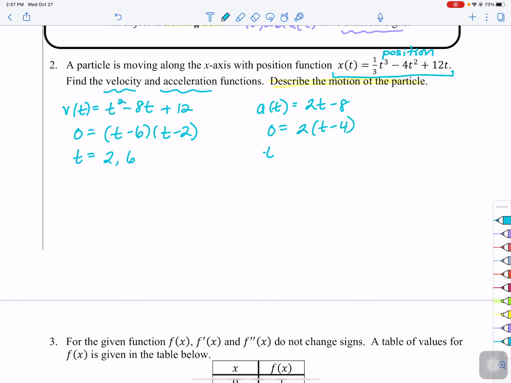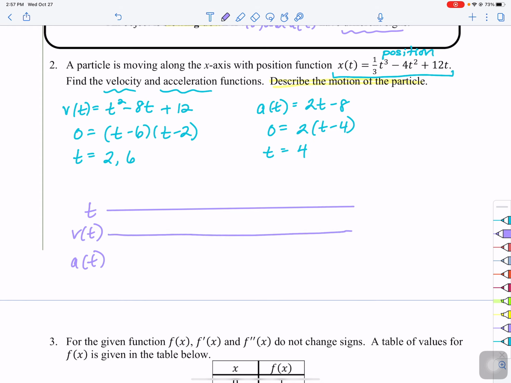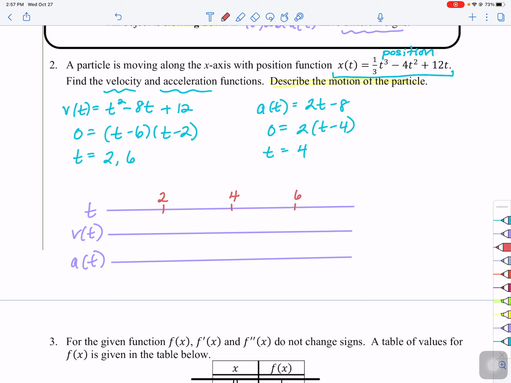And the acceleration is equal to 0 at t equal to 4. Now, let's make one of those nice charts with t, velocity, and acceleration. Let's just have 3 lines. And I will again place all of these values of t. So there's 2, there's 4, and there's 6. So I'm going to draw these dashed lines.